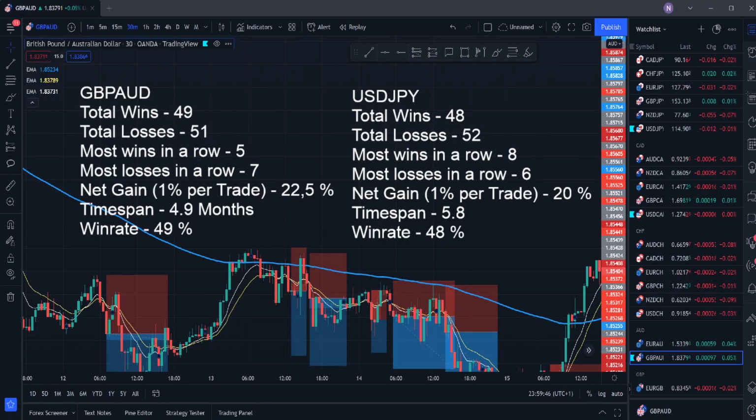Surprisingly, despite its weakness during ranges, the strategy is still profitable, even if you traded like a robot during these ranges. As you can see on both pairs tested, this strategy would win around 50% of the time, which is good enough for a 1 to 1.5 risk-reward ratio to be profitable. Most wins and losses in a row are also fairly average. Over the course of around 5 to 6 months, you can expect to see a gain on your account of around 40% if you were able to take every signal and enter the market every single time.